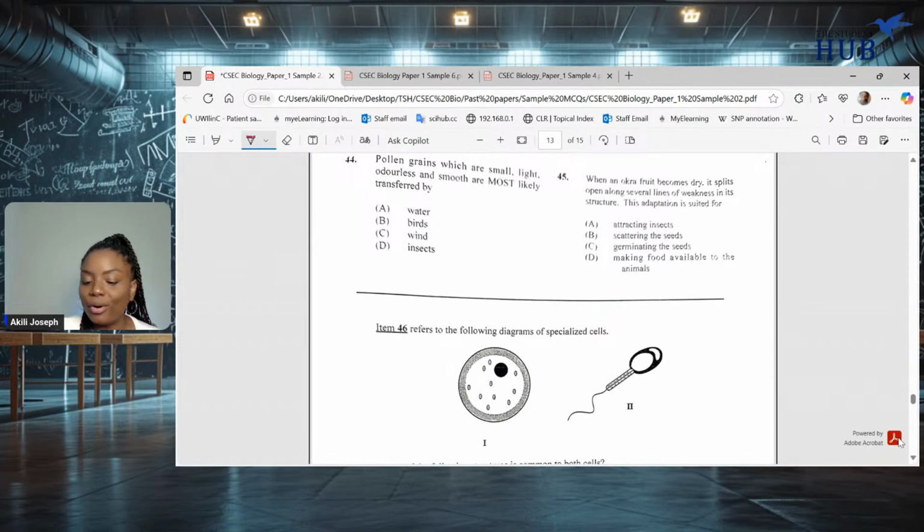Item 44, pollen grains, which are small, light, odorless and smooth, are most likely transferred by water, birds, wind, or insects? It's going to be C, wind.